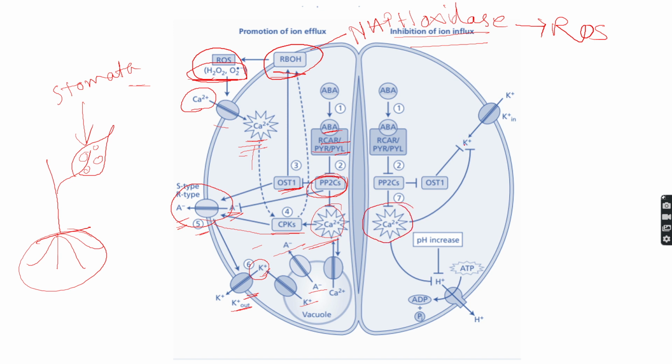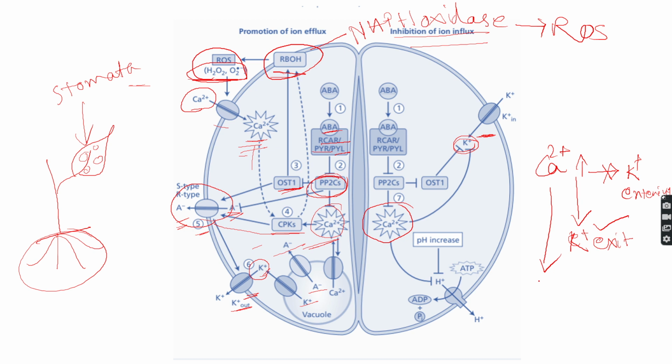calcium concentration, which is again regulating the inwardly rectifying potassium channels and reducing the potassium concentration. So it is acting in two ways. The increase in calcium is regulating two to three things. First, potassium entering is blocked, and potassium exit is enhanced, and anion exit is enhanced.